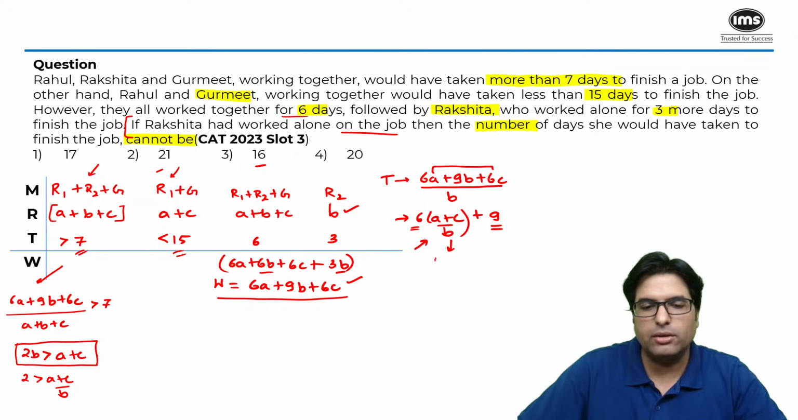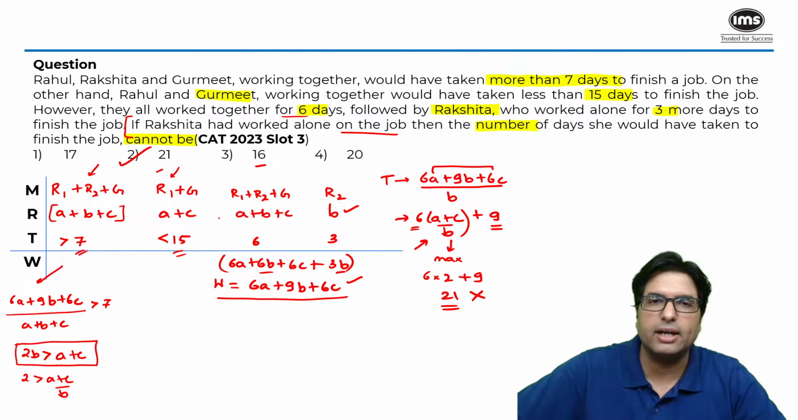So the max value that it can have is 2, not even 2, less than 2. So 6 into 2 plus 9, 12 plus 9, 21 is not possible. 21 is an option, so the correct answer is choice 2.